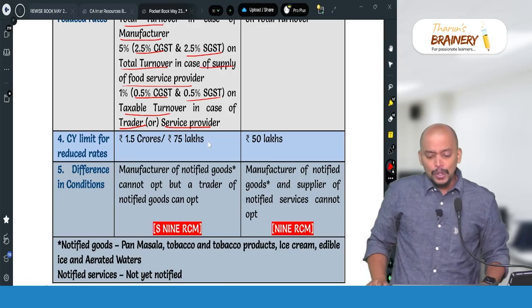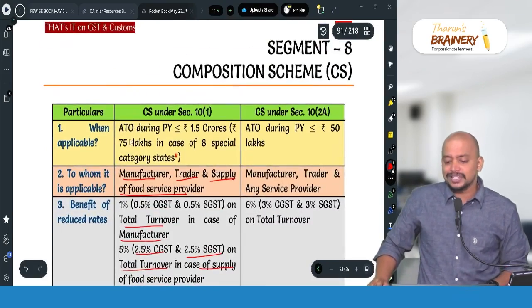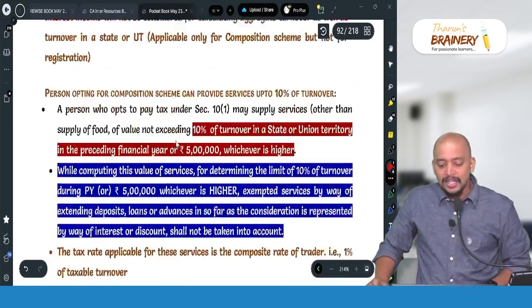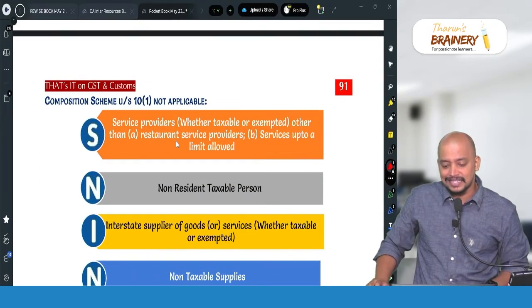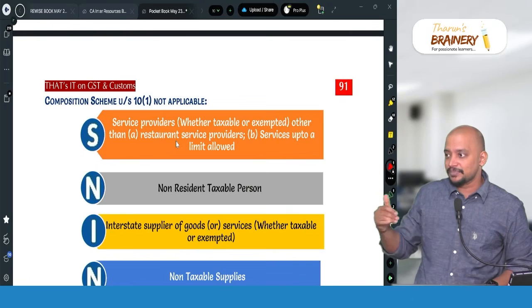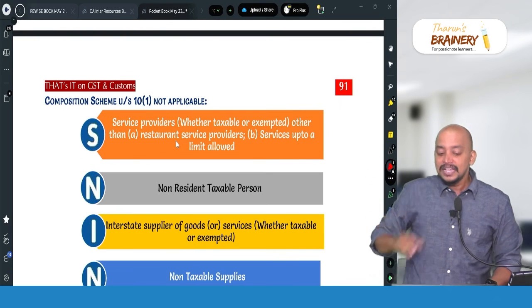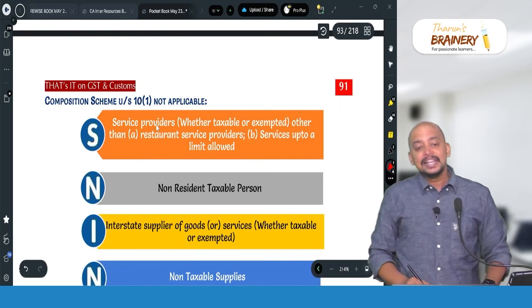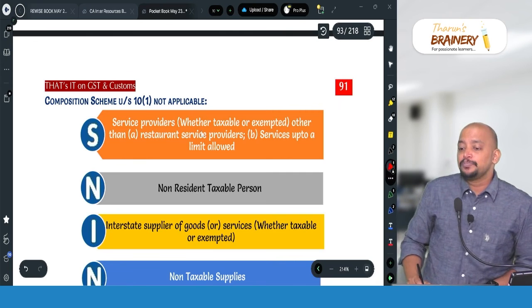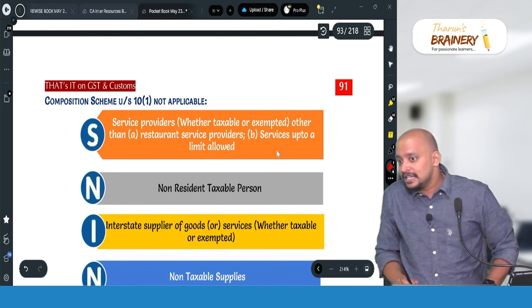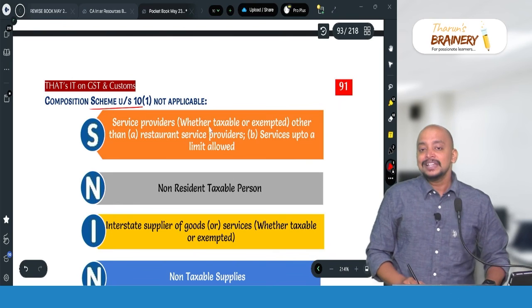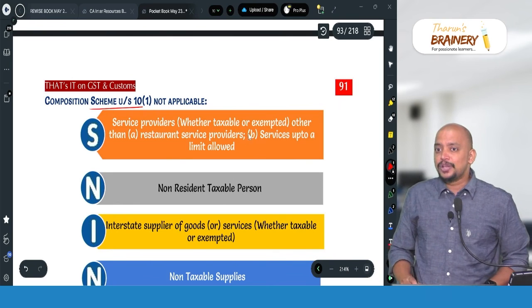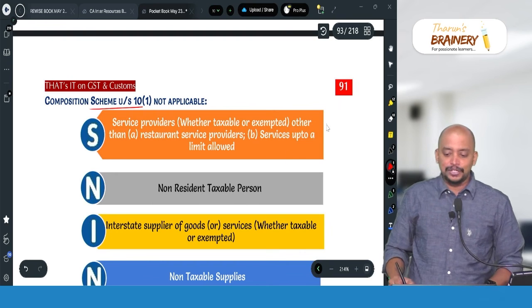And who cannot opt for the composition scheme under Section 10 subsection 1? You have to remember this with a keyword: yes, 9 RCM. Section 9 is RCM. Yes, 9 RCM. Yes, for service providers other than supply of food and beyond the 10% limit. Okay, so they cannot opt for the composition scheme under 10(1).